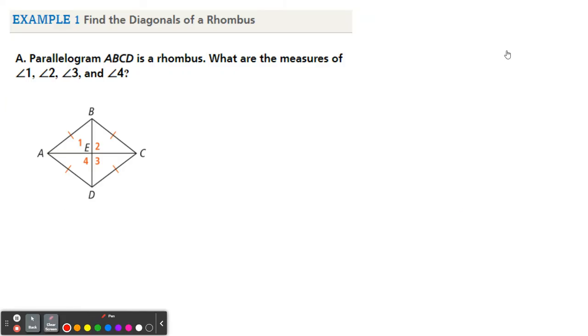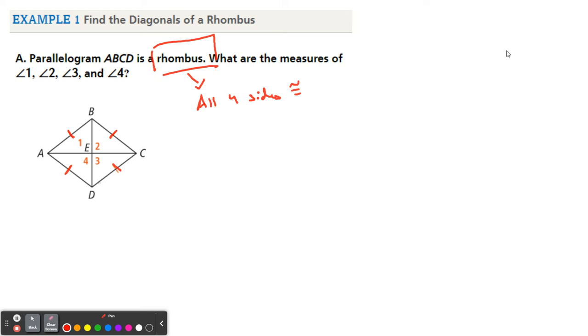Okay, question 1. It says parallelogram ABCD is a rhombus. What are the measures of angles 1, 2, 3, and 4? All right, so we're dealing here with a rhombus. The definition of a rhombus is that it has all 4 sides congruent. So notice here the dashes, all 4 sides congruent. Now notice it's not a square per se because you don't have to have right angles. So angle B, angle A, angle C, and angle D don't have to be right angles.